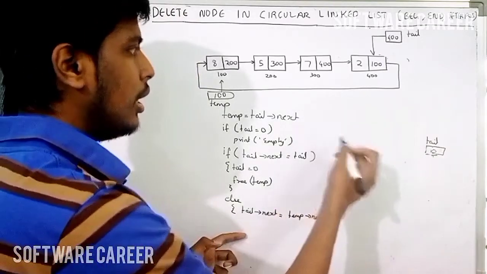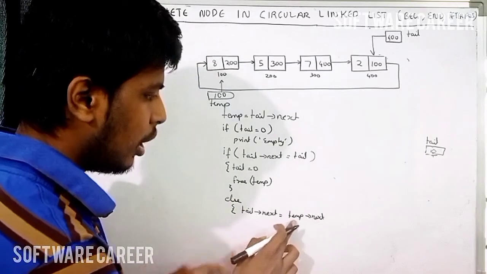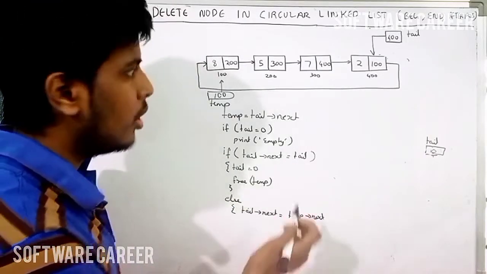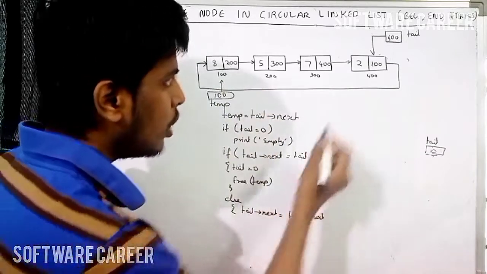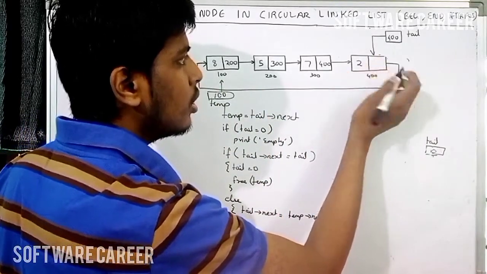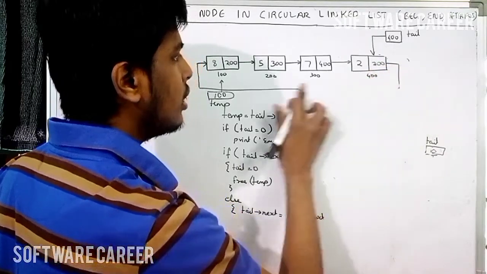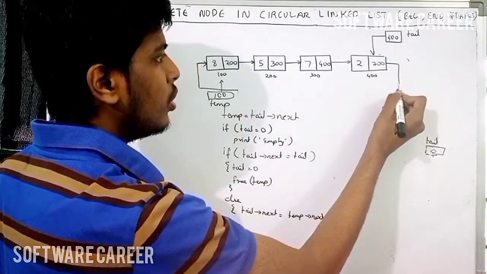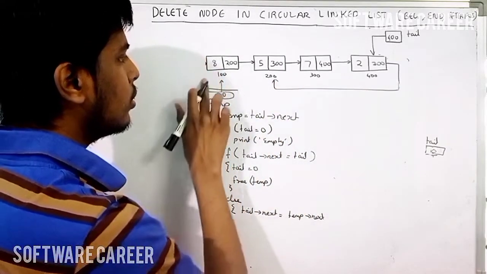next. Now see, tail next is what? Tail is 400. 400 next is this pointer. In that pointer I should update the value of temp next. Temp is 100. 100 next is 200, this pointer. So I am updating here 200. So this pointer gets cancelled, and this pointer is pointing to this node. Now this link is cancelled.